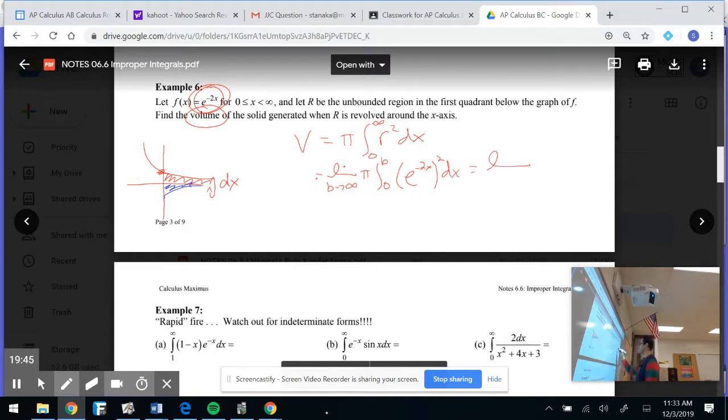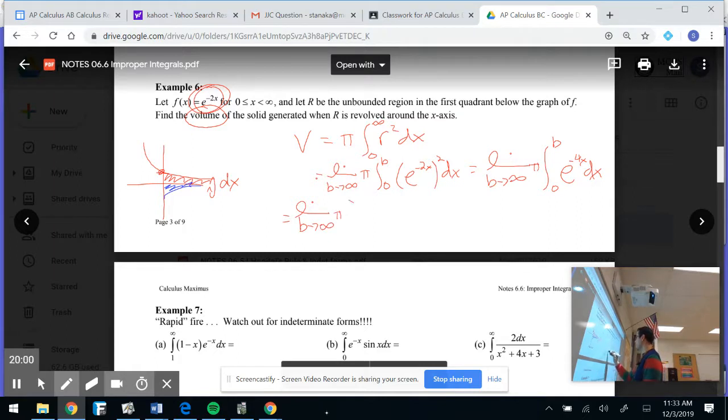there, which would be the limit as b goes to infinity, because I should simplify first, right? Pi we brought out from 0 to b, and that'd be e to the negative 4x dx. Okay, go ahead and hit pause. See if you can beat me. We got the limit as b goes to infinity.